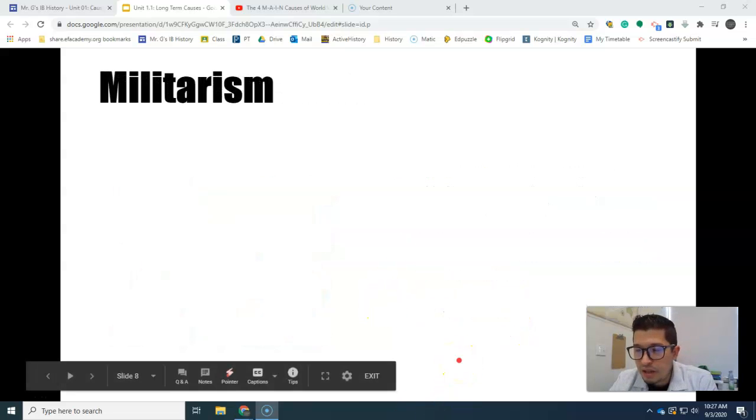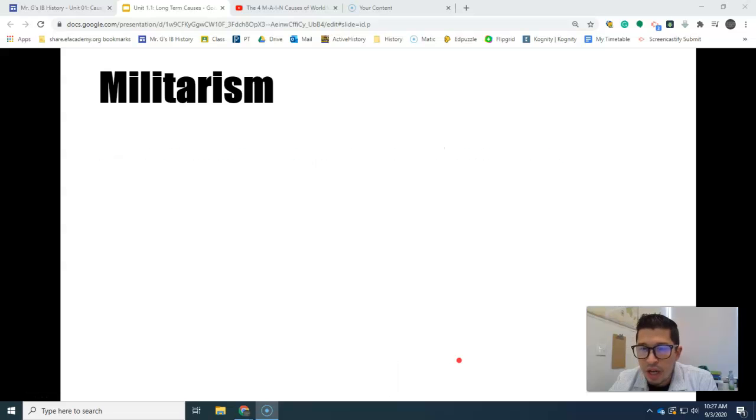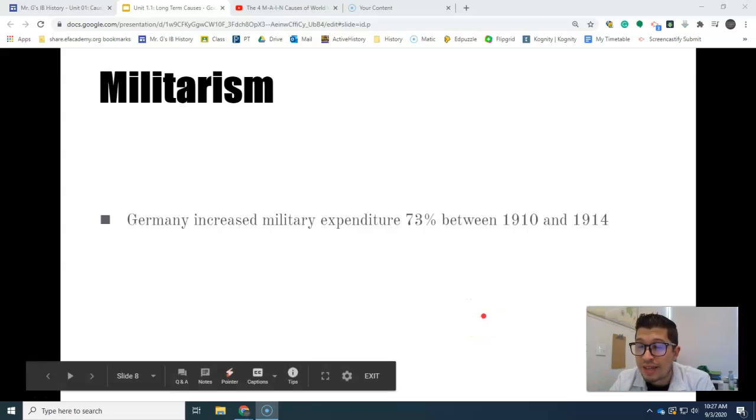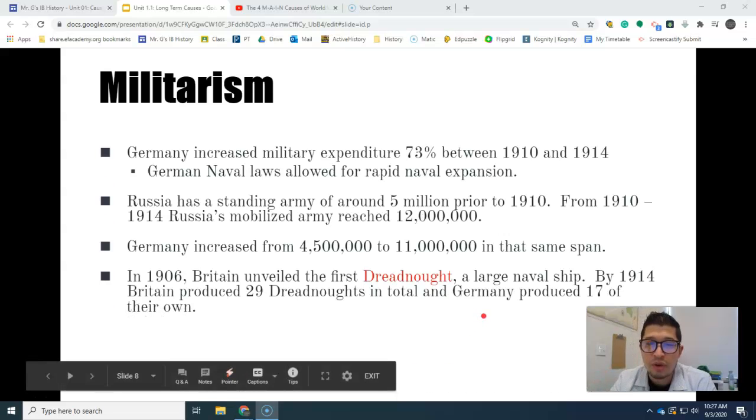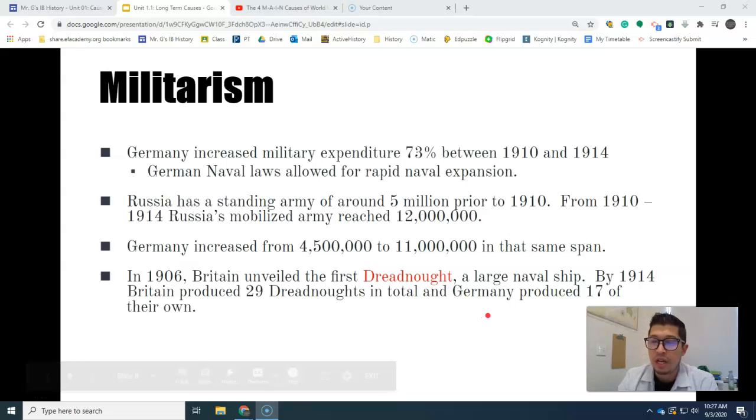That's pretty easy, right, to understand the definition of that. One thing you need to know in IB history is the difference between just making a statement and then backing it up with evidence. So these are going to be specific examples of militarism throughout Europe, all the way back from the 1800s, but really focusing on the 1900s.